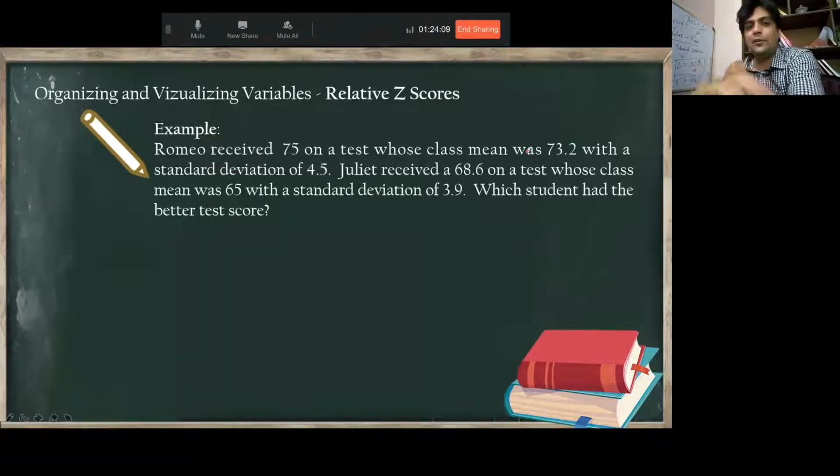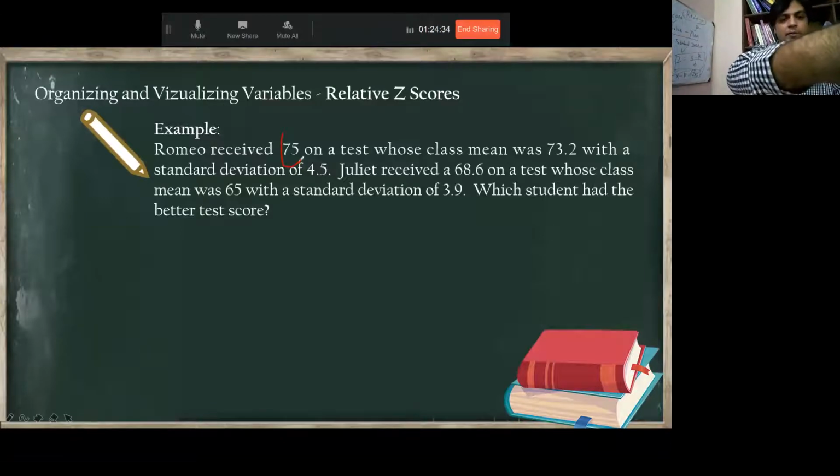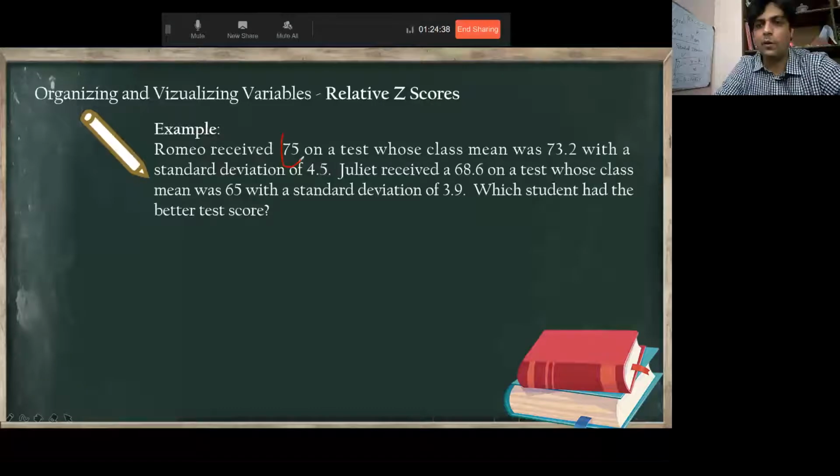Let's say Romeo and Juliet are in two different classes of statistics. I'm teaching two sessions of statistics. So let's say Romeo is in your class and Juliet is in another class. Romeo received a 75 on a test whose class mean is 73.2, with a standard deviation of 4.5.